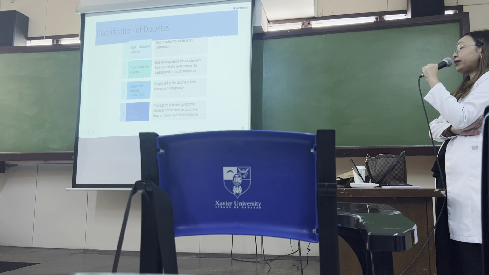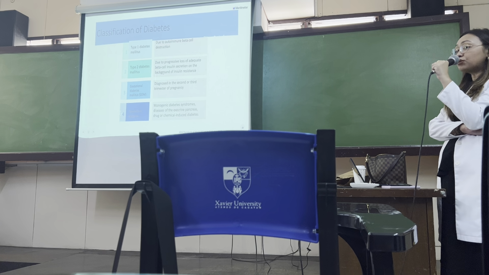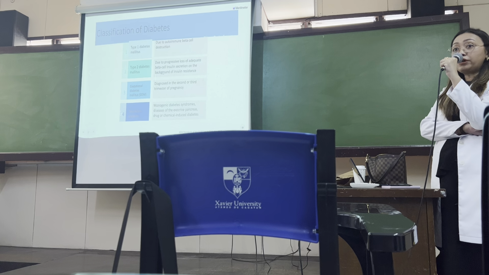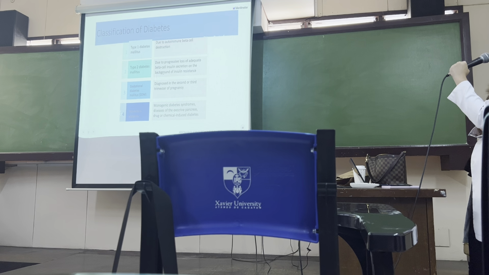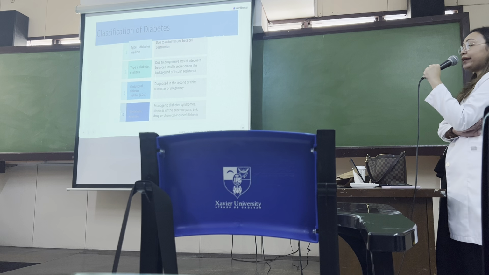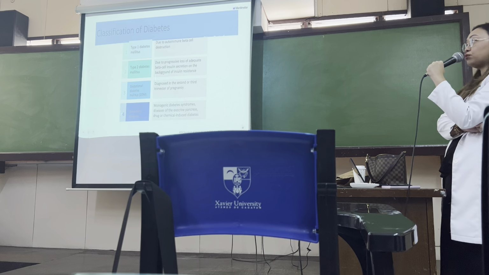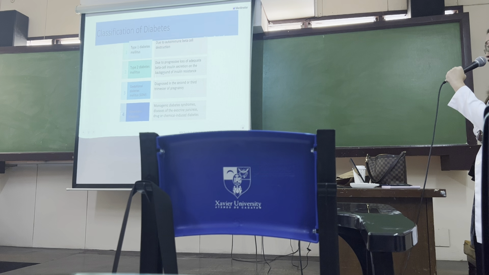Therefore, the main pathophysiology would be a decrease in insulin production. In contrast to your type 2 DM, wherein the main pathophysiology would be insulin resistance. And then eventually it can lead to decrease in insulin production.